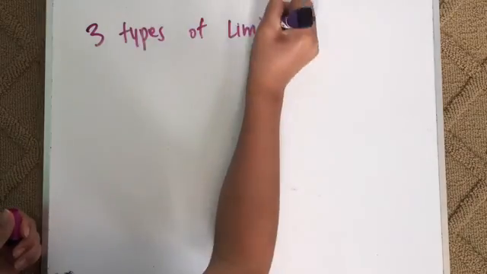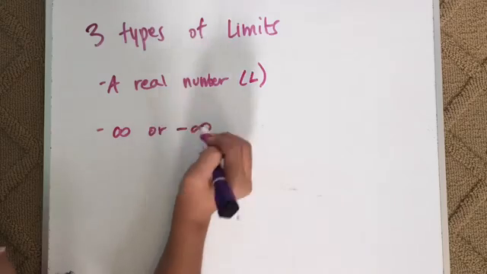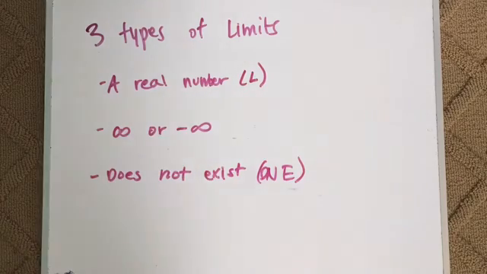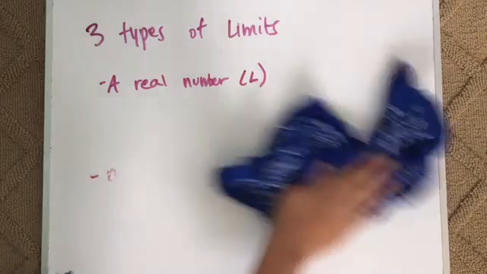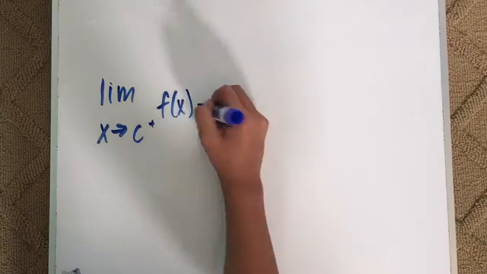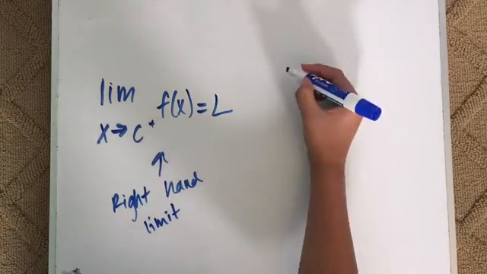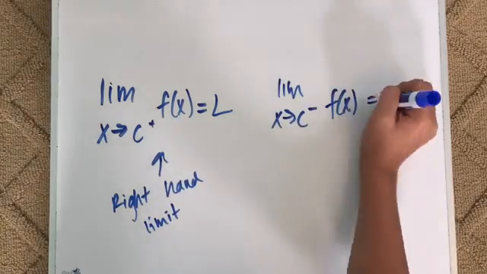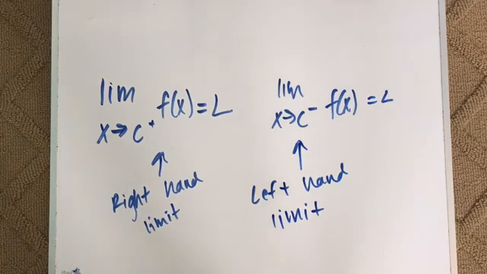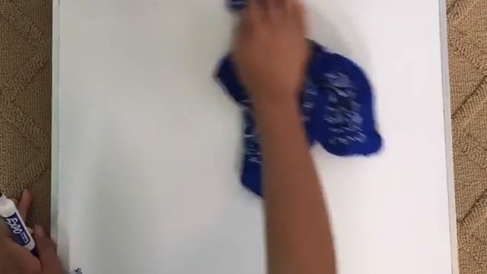There are 3 different types of limits: a real number L, infinity or negative infinity, or does not exist, which we can notate as DNE. So we have limit as x approaches c from the right, f of x equals L. This is your right-hand limit, and limit as x approaches c from the left, f of x equals L. This is your left-hand limit. Usually the positive sign is from the right and the negative sign is from the left.